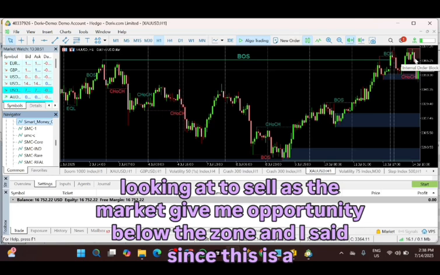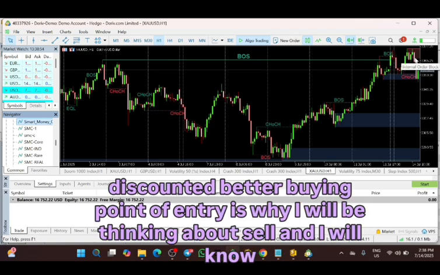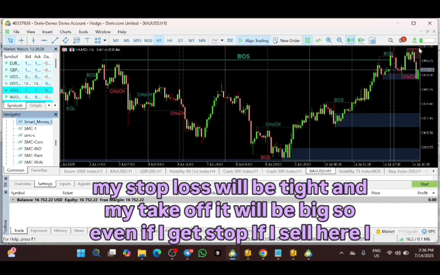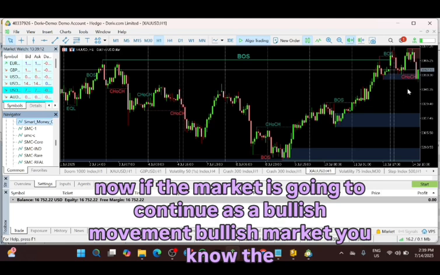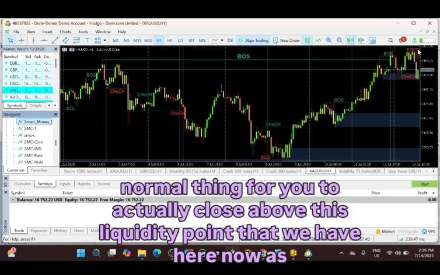And I said, since this is a discounted, better point of entry, is where I will be thinking about sell, and I know my stop loss will be tight, my take profit will be big. So even if I just get stopped out, if I sell here, I know it's still much better than playing a gamble at the wrong point. Now, if the market is going to continue as a bullish movement, the normal thing is for it to close above this liquidity point that we have here.